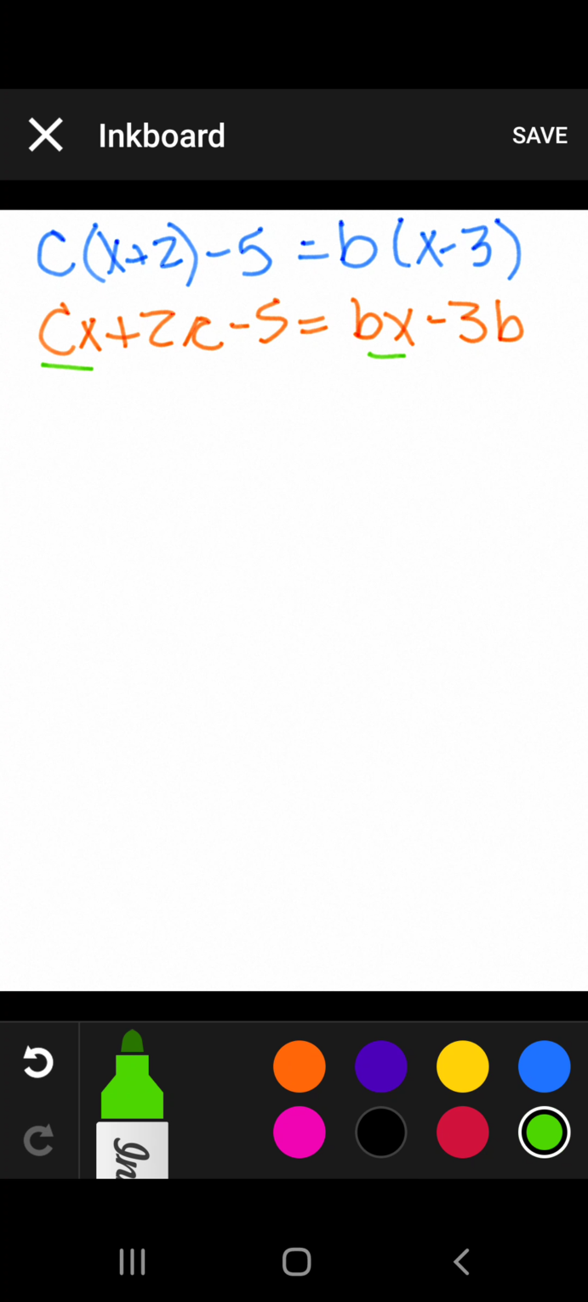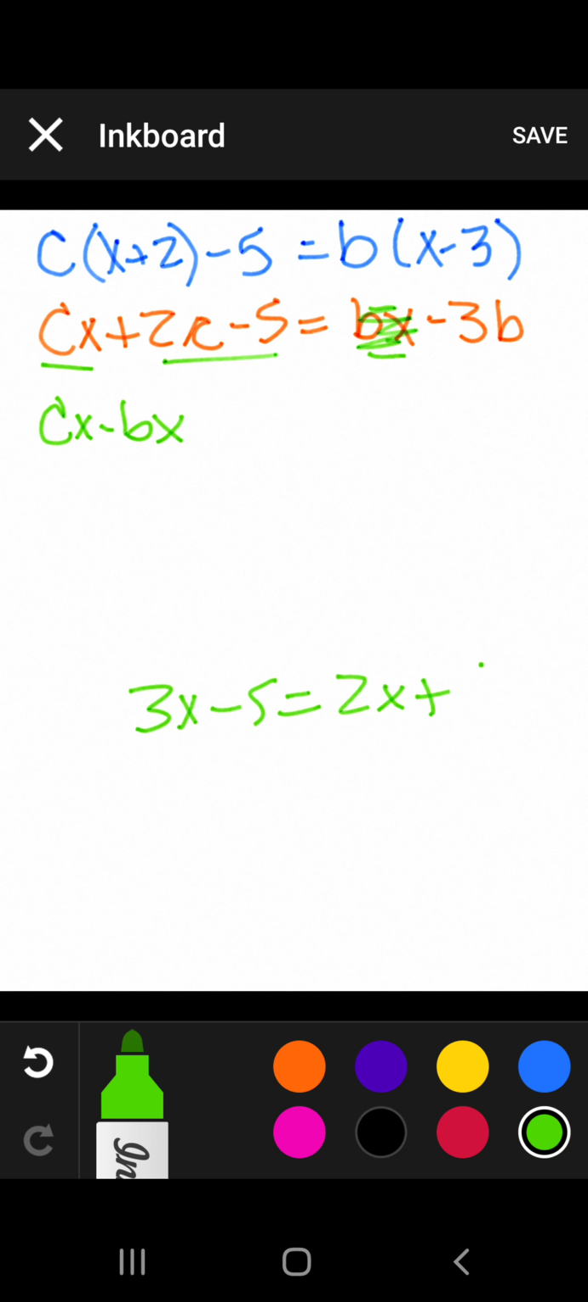Just like anything else, whether it has variables or not, you're going to want x stuff on one side. So I'll subtract that bx over here. So we'll have cx minus bx. Then, with this gone, I'm going to want the not x stuff on the other side. Just like if I had 3x minus 5 equals 2x plus 1, I would want to move this over here and that over there, right?